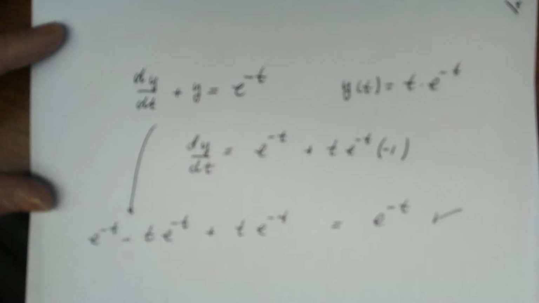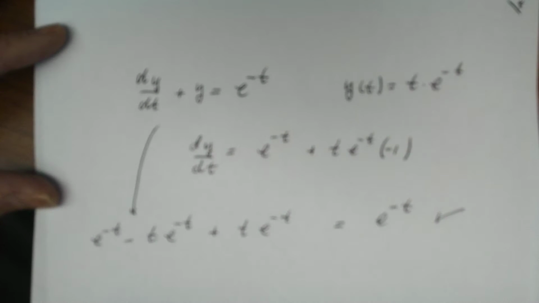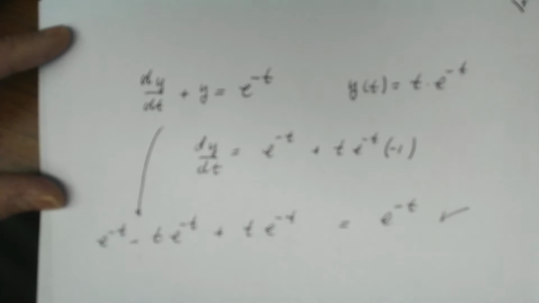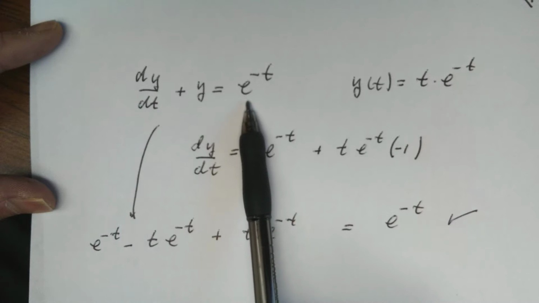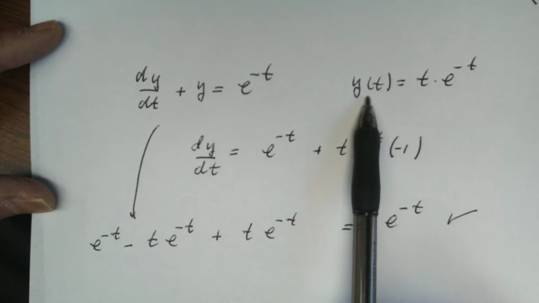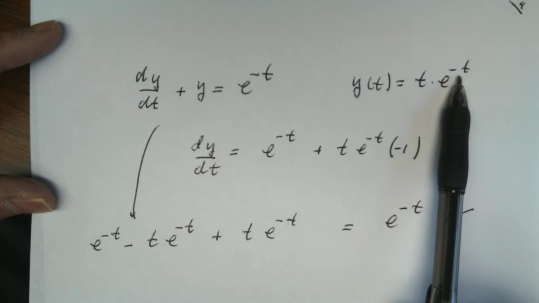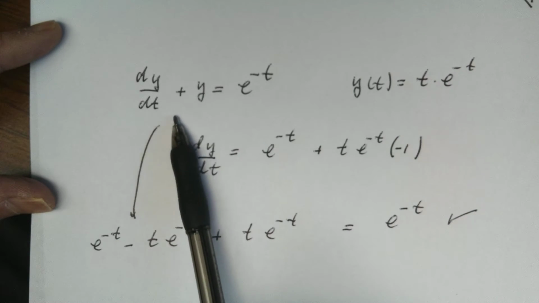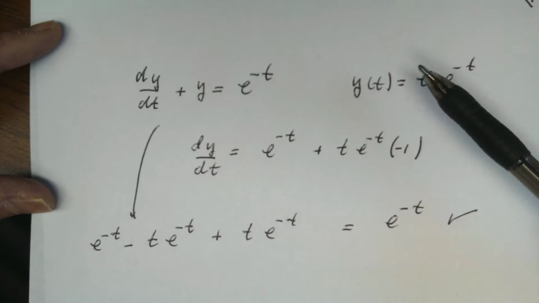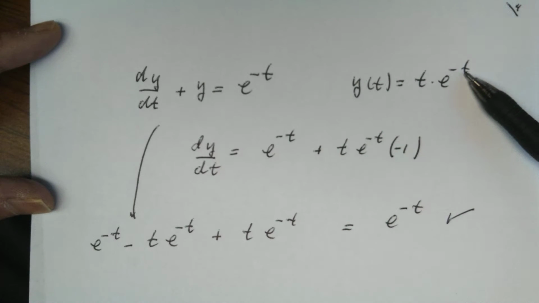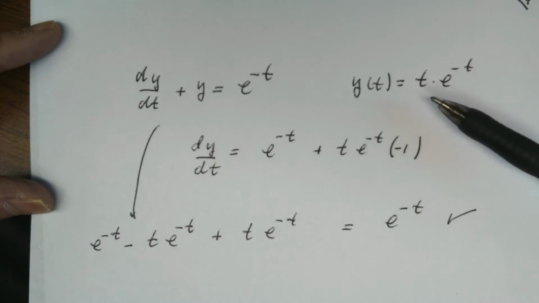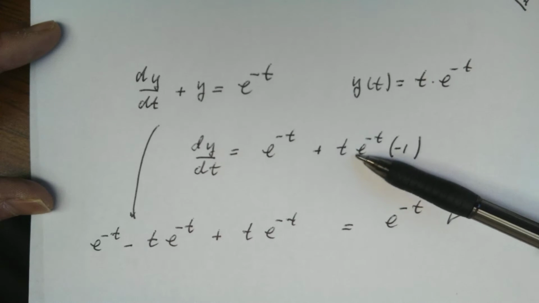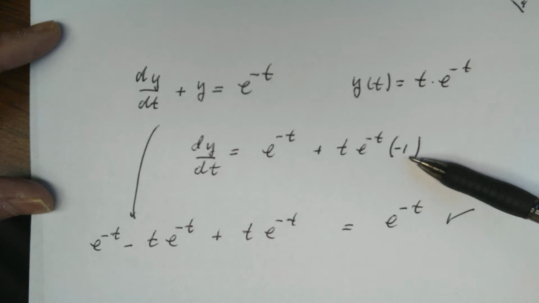Another example. dy/dt plus y equals e to the minus t. I'm going to tell you that a solution is t e to the minus t. Let's check. We first have to compute the derivative. Using the product rule, the derivative of t e to the minus t would be 1 times e to the minus t plus t times the derivative of e to the minus t, which is e to the minus t times minus 1. That's by the chain rule.